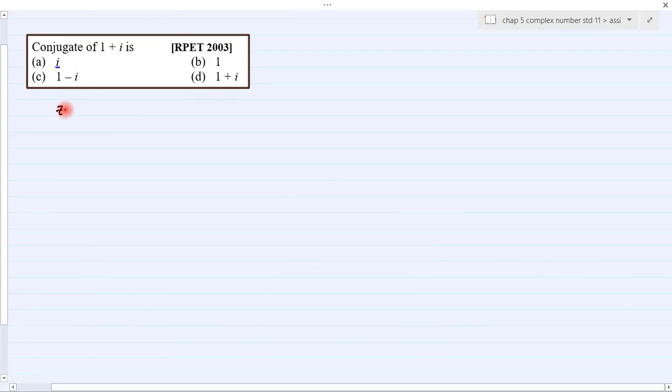Here we have one simple question. We just have to find out the conjugate of 1 plus i. So, to get the conjugate, we just have to replace i with minus i. So, 1 minus i is your answer, which is given in option C. Ta-da!